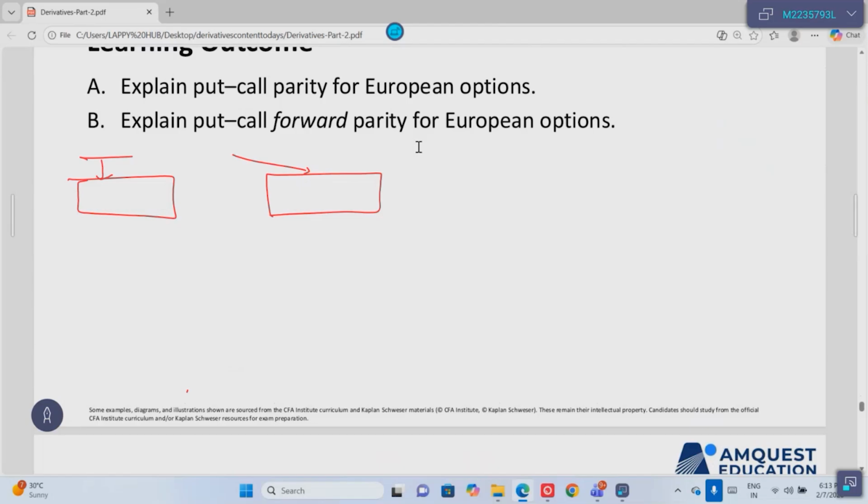Let's say I have a stock which is worth $100, and let's say the exercise price is also $100. You want to buy at 100, obviously there will be time value. What will be the call price and the put price?